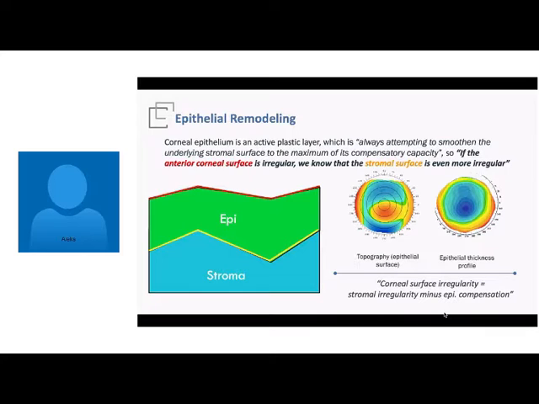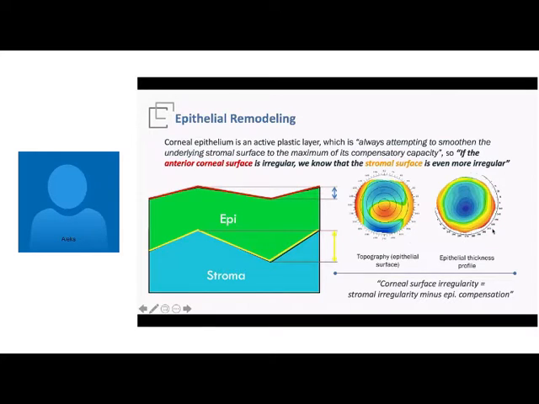Okay, so these are the rules of epithelial remodeling, and now we have on the left-hand side the anterior section of an irregular cornea with stromal surface and epithelial surface, and if we look closer at those surfaces, they are not equal at all, and you'll see that the peak to valley distance on the stroma is much higher than the peak to valley of the epithelium because of the epithelial remodeling, which is compensating the stromal irregularity to the maximum of its capacity.